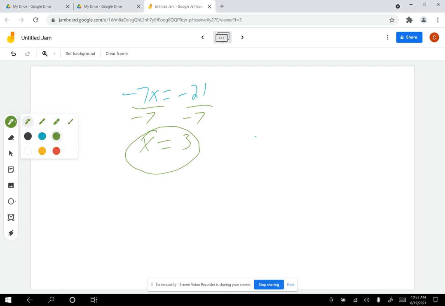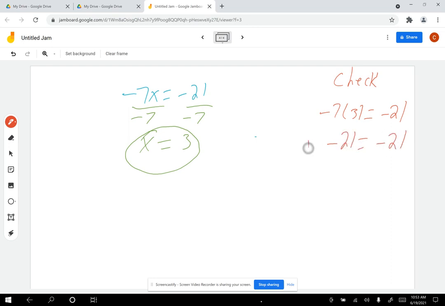Let's do our check. Negative 7 times positive 3 equals negative 21. Negative 7 times 3, negative 21. Negative 21 equals negative 21. Check. So in this case, x has to equal positive 3. Now, there are 2 more problems, and in this, we're going to do division.